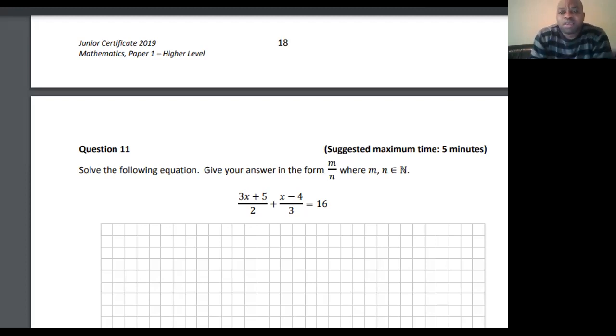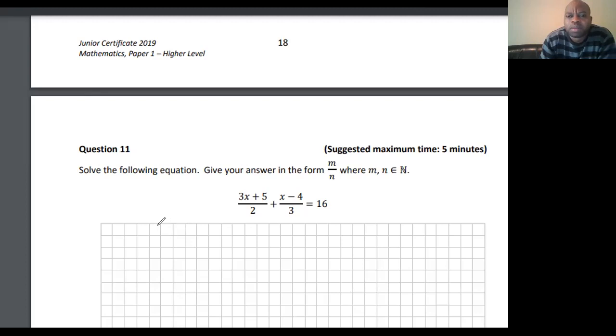As you can see, the suggested time is 5 minutes. Basically, this is meant for all students anyway: second year, third year, fifth year. And people who will be writing Leaving Cert can look at this as the basics of solving fractions, algebraic fractions, and equations involving algebra in fractions. So let's quickly solve this now, without wasting your time.